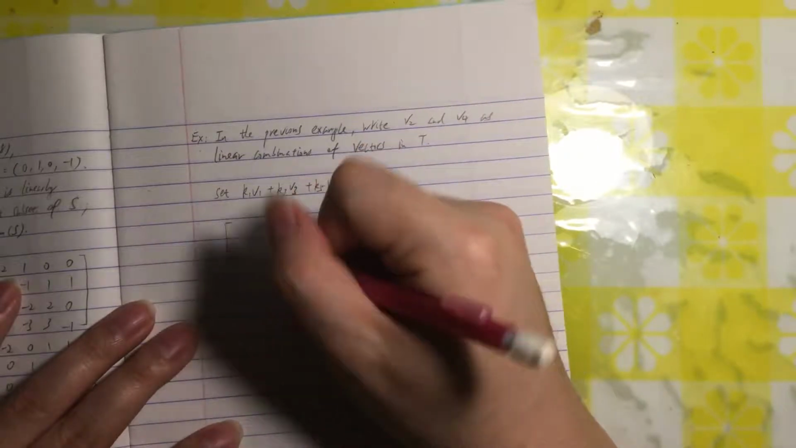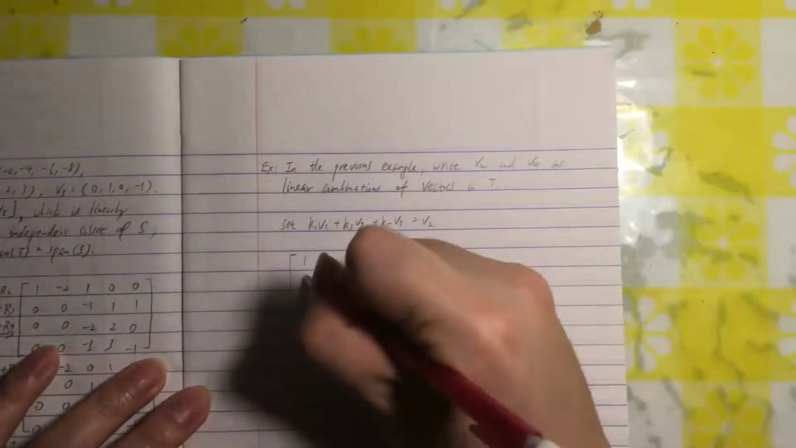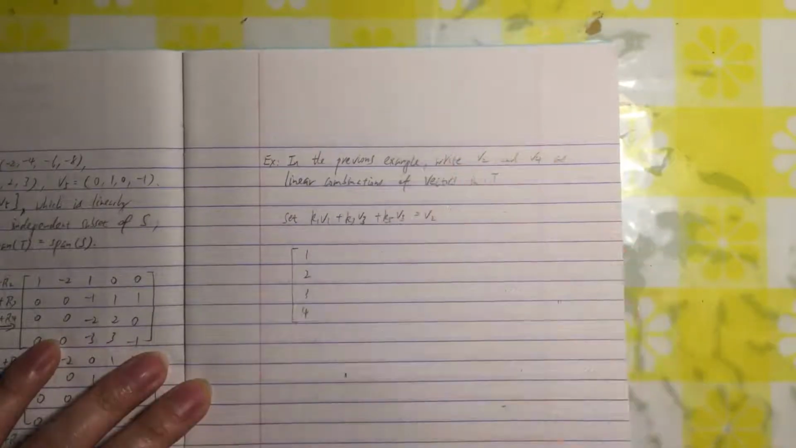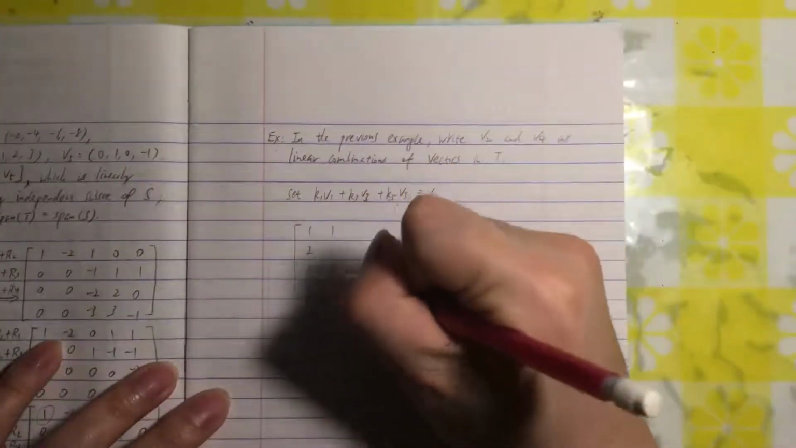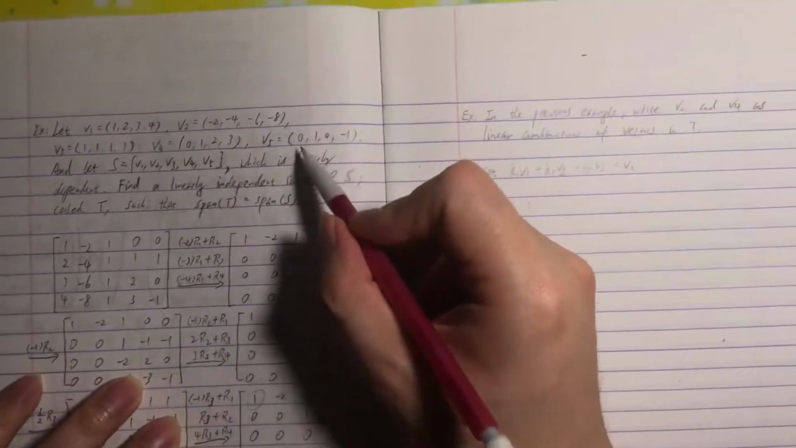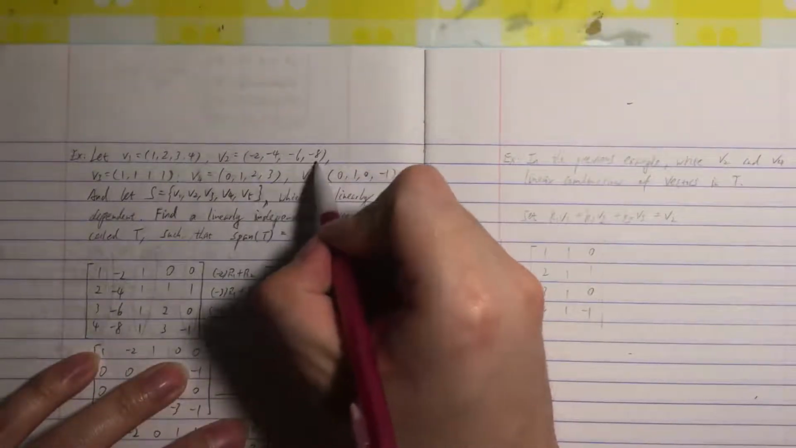For its augmented matrix, I write the components of V1 in the first column. Components of V1 are 1, 2, 3, 4. Next, I write the components of V3 in the second column. Components of V3 are 1, 1, 1, 1. Next, I write the components of V5 in the third column. Components of V5 are 0, 1, 0, -1. Next, I put the components of V2 in the last column. Components of V2 are -2, -4, -6, -8.